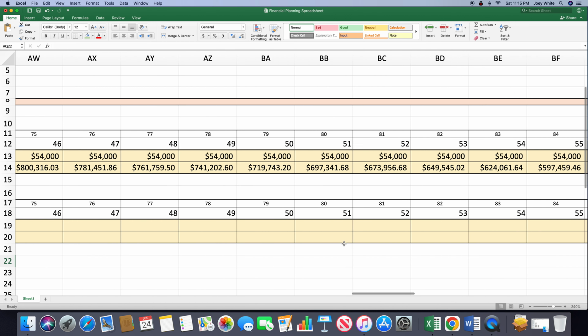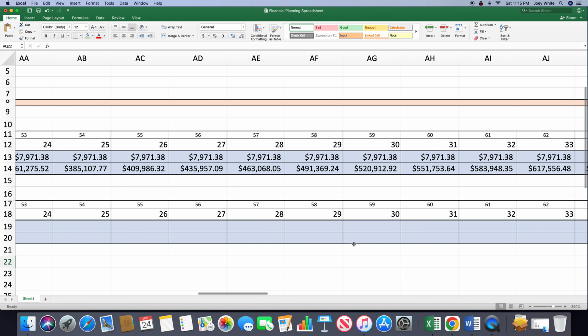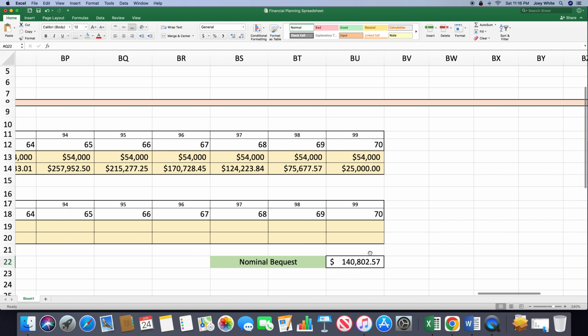Okay. All right. So that shows, assuming I did everything right, hold on. So that shows that $897,960.56, by our 70th year, is going to have the same purchasing power as $2.4 million. So that's how much we're going to actually need in nominal terms, $2.4 million. Did I do this right? Hold on. Yeah, I did it right. Sorry. My bad.